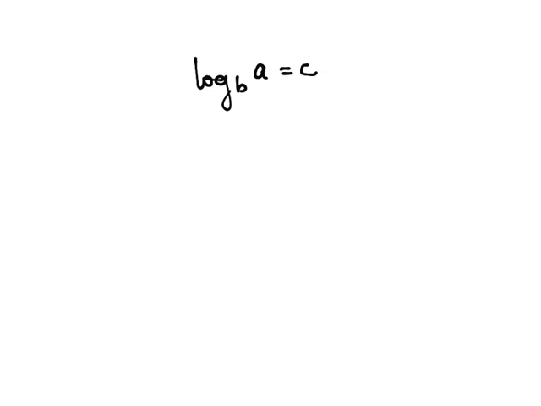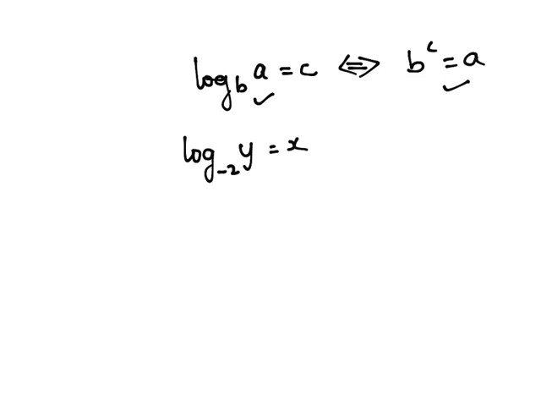Now we all know that a logarithmic expression can be written in exponential form, for example, b power c equal to a. So both these are equivalent expressions, isn't it? This is in logarithmic form and this is in exponential form. Now, when I write log y to the base minus 2 equal to, let's say, some x, this will become minus 2 raised to x equal to y.